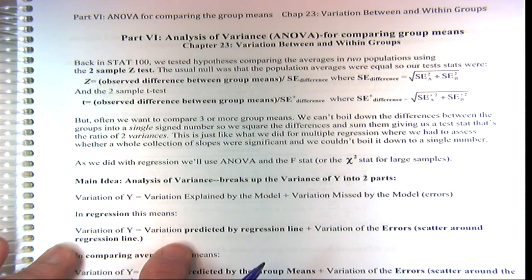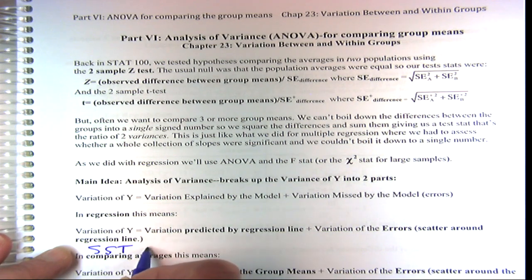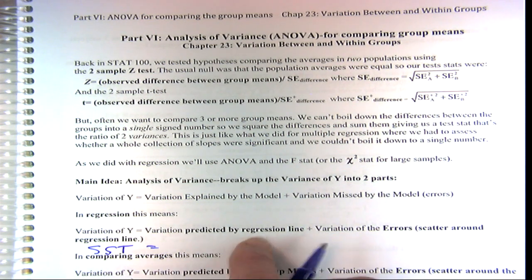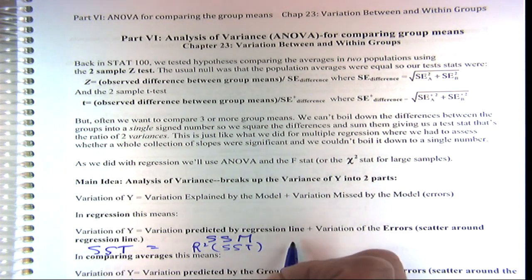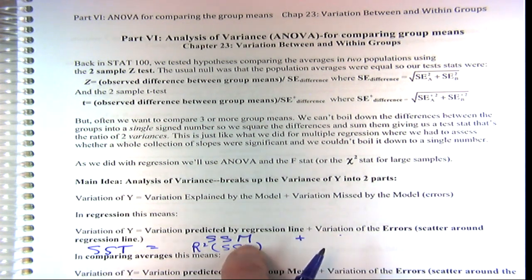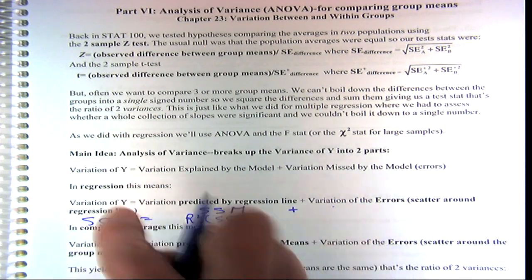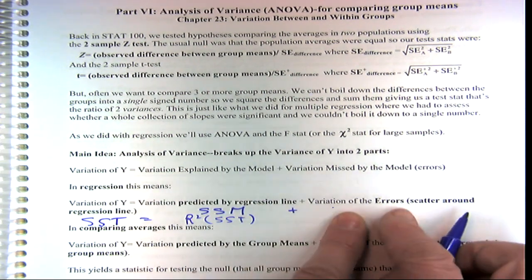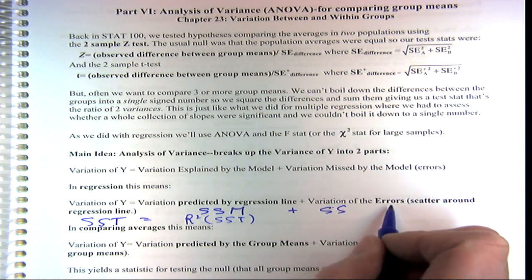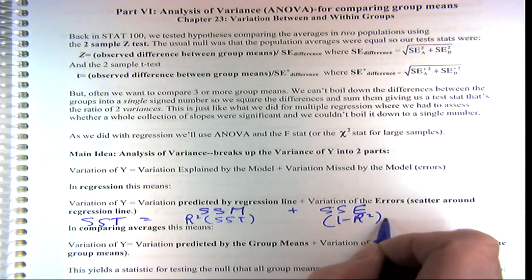So in regression, what did we do? We broke it into sum of squares total equal to the variation predicted by the regression line. That was SSM, which was R squared times SST, plus the sum of squares of how much of the variation is explained by the model, the regression line, and then how much is left in the scatter around the errors, the scatter around the regression line. And that was 1 minus R squared times SST.